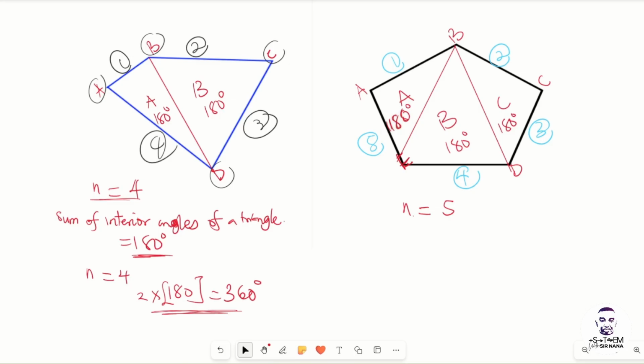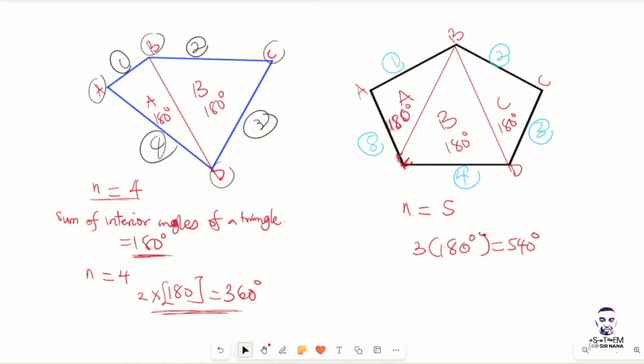So now, what will be the sum for everything, which is a pentagon? It means that will give us 3 of them. 1, 2, 3. So 3 multiplied by 180 degrees. And that should give us 540 degrees.